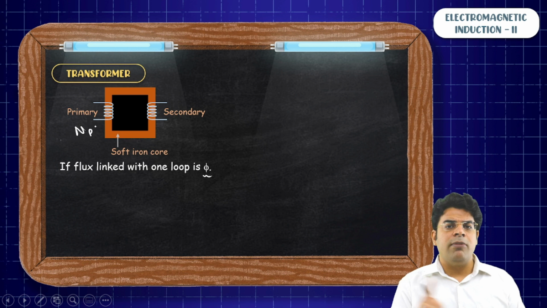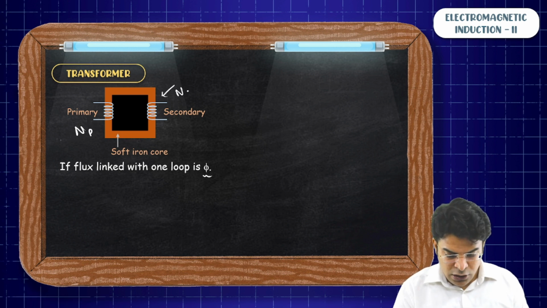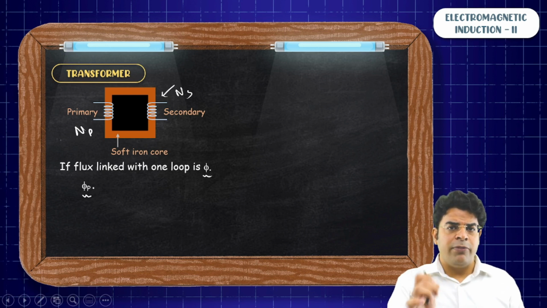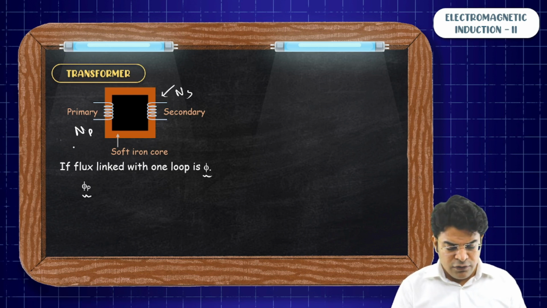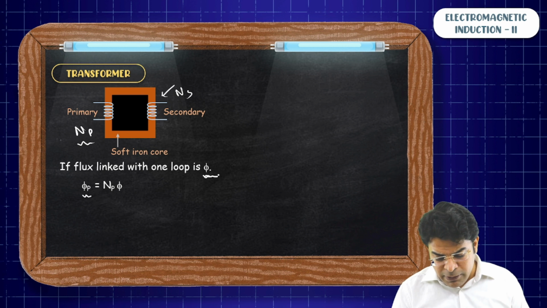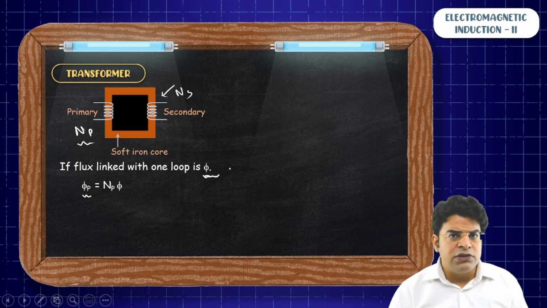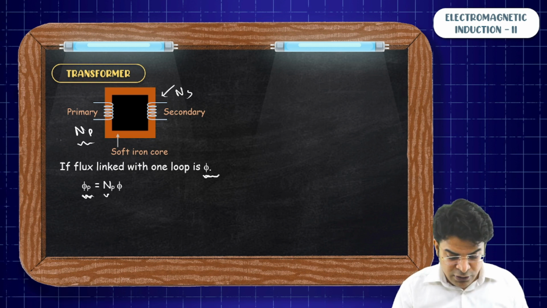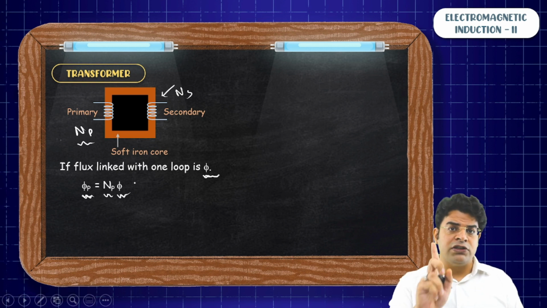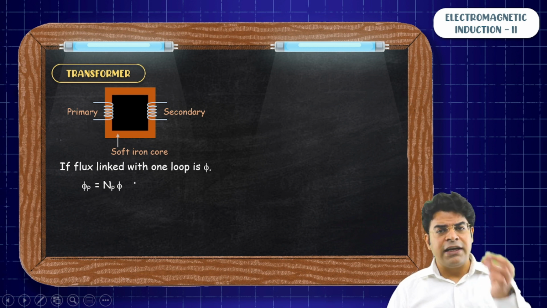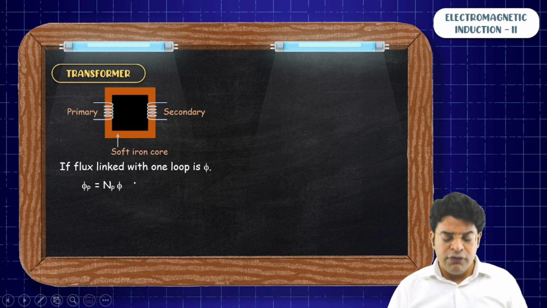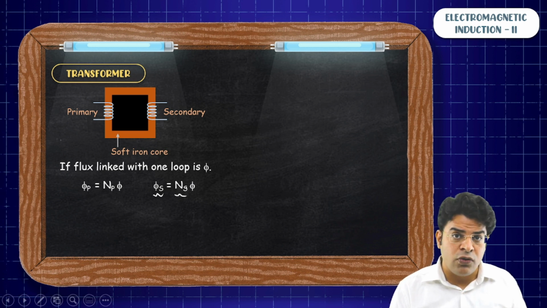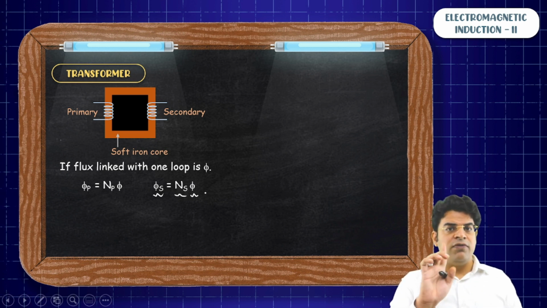Now, think that if the primary coil has got number of turns Np and the secondary coil has got number of turns Ns, then the overall flux linked with the primary coil will be equal to the number of turns in the primary coil multiplied by the flux linked with one turn. The same thing can be said for the secondary coil as well. The overall flux linked with the secondary coil equals the number of turns in the secondary coil multiplied by the flux linked with one turn.